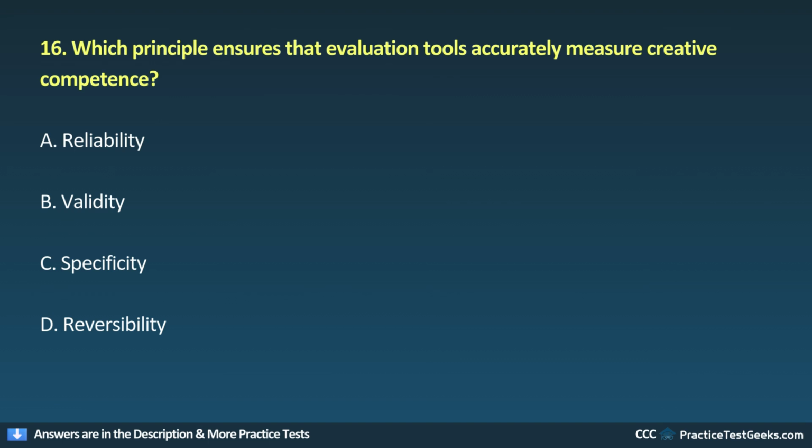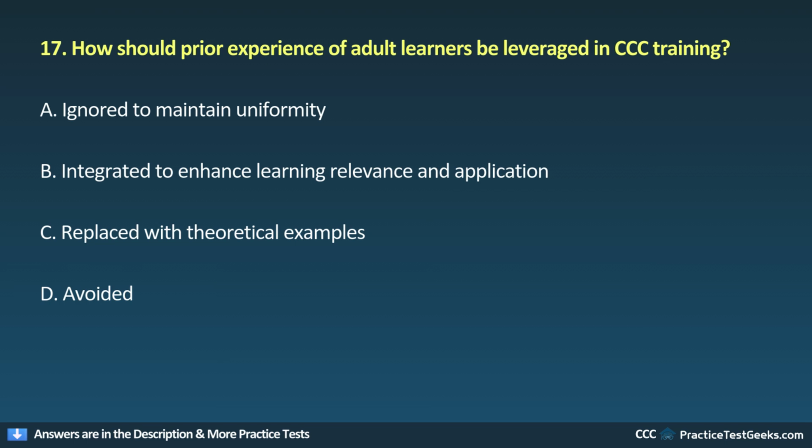16. Which principle ensures that evaluation tools accurately measure creative competence? A. Reliability. B. Validity. C. Specificity. D. Reversibility.